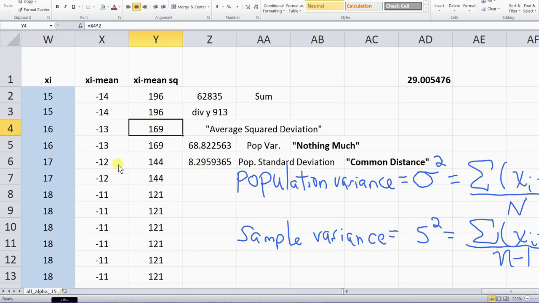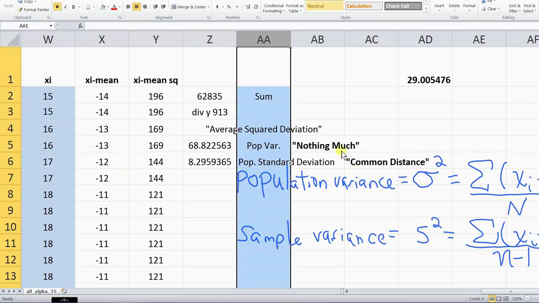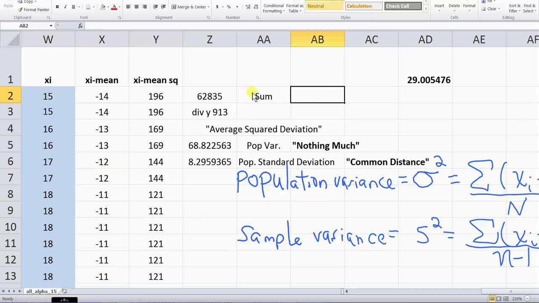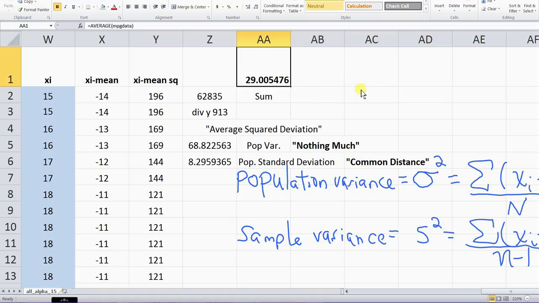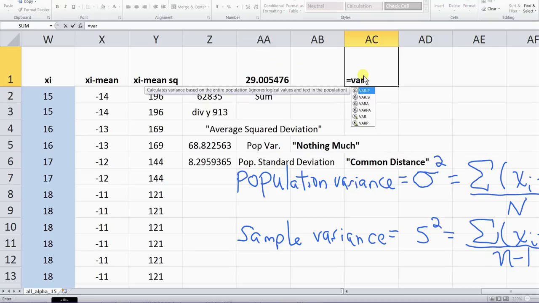But you need to see it so that you can see how the formula works and get an idea of what's going on. But to do this directly in Excel, let me actually do it right over here. I know this is getting a little cluttered. Let me move this over here. Okay. In Excel, if you want to do it directly, then to get the variance, you can do equals VAR. That's the function. And that will give you a sample variance, though.